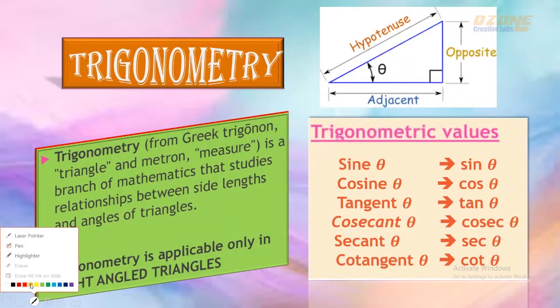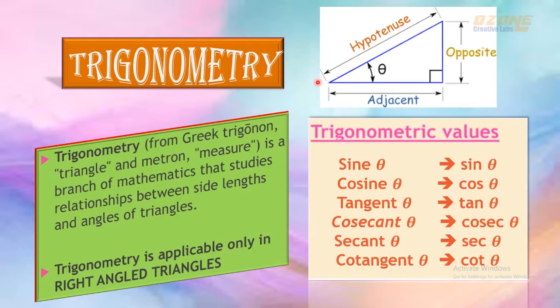Trigonometry is a word which came from two Greek words, trigon and metron. Trigon means triangle and metron means measure. And in trigonometry, we'll study the relationship between sides and angles of a given triangle. And one thing we need to keep in our mind is that trigonometry is applicable in right angled triangles. In our 10th portion, we are applying trigonometry only in right angled triangles.